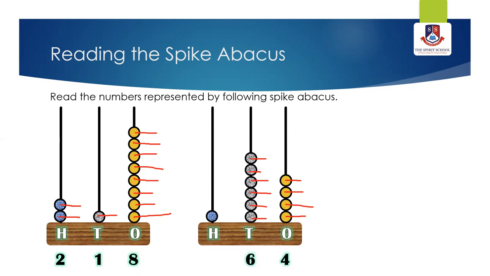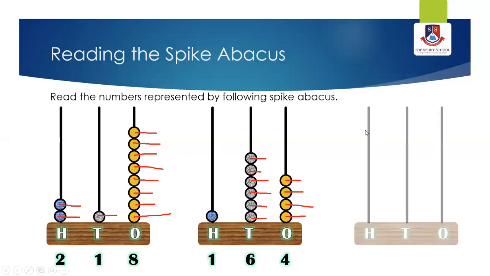Now move to the hundreds. Here we are having only one bead. So the number represented at the hundred place is 1. Now form the number. The number is 164. If we further elaborate this number, it is 100, 6 tens, and 4 ones, forming the number 164.